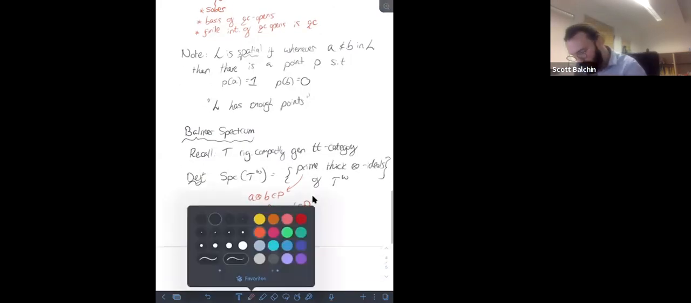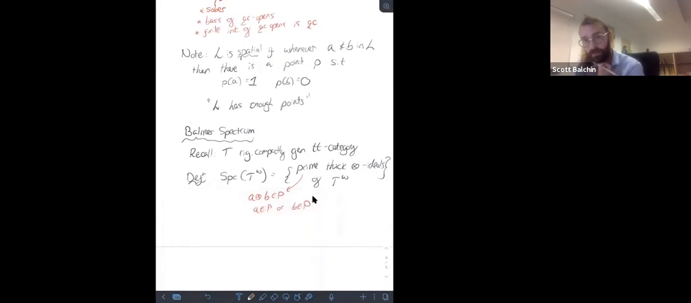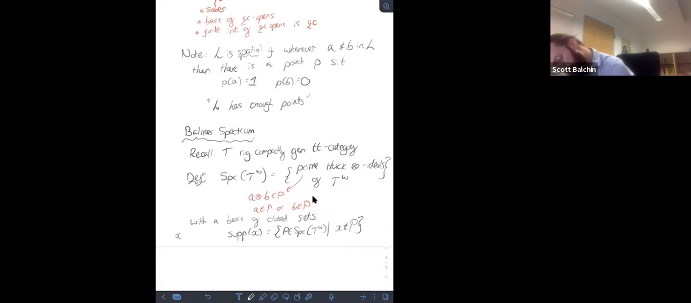And I need to tell you what the topology is. Well, the topology is going to be defined through its closed sets, with a basis of closed sets given by these supports. So these are those P in the spectrum such that X is not contained in P. And here, this is as X runs through the compact objects. So the closed sets are generated by these supports of compact objects.